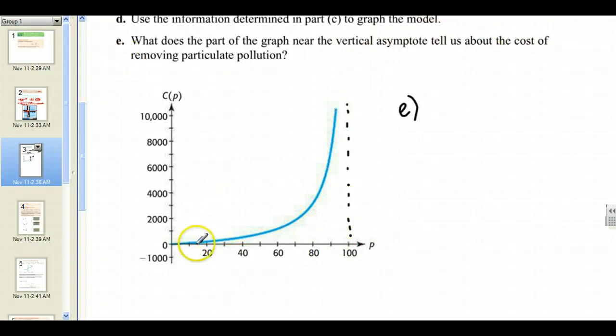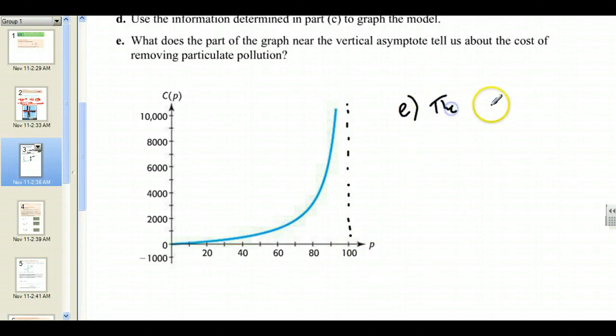Well, notice, to go from 0 to 20, the cost didn't go up that much. To go from 20 to 40, still didn't go up that much. It went a little bit more than it did from 0 to 20. From 40 to 60, it starts to get up much higher, and then from 60 to 80, it goes way high. But notice from 80 to 100, it's astronomically high. I mean, it starts bending up so fast that it's unattainable. We can't get there.